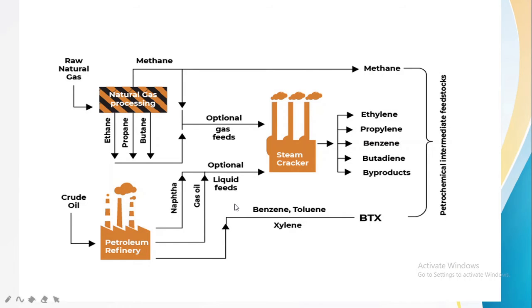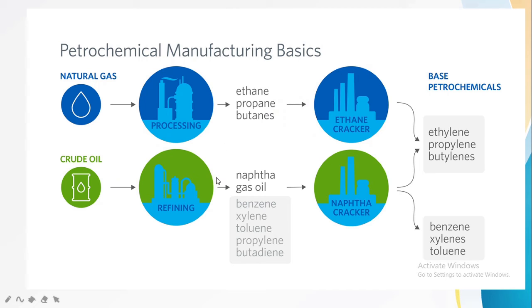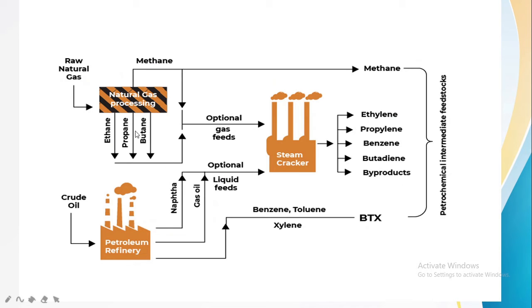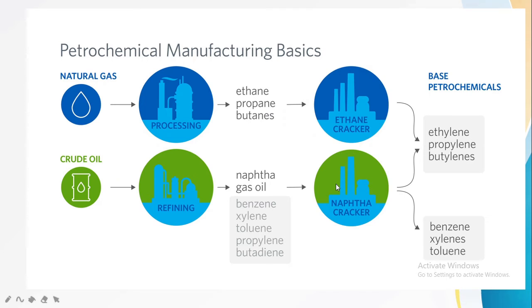As a raw material naphtha, this is the product where natural gases are going to be processed, and the petroleum refineries, how it will work in this, and the steam crackers are there, and the final products are ethylene, propylene, benzene, butadiene and byproducts. So these are the petrochemical intermediate feedstocks. In petrochemical manufacturing basics, natural gas, ethane, propane and butanes are processed, and ethane crackers are used, and then this all is the crude oils. These are repeated again and again so that you can memorize them in the easiest way.